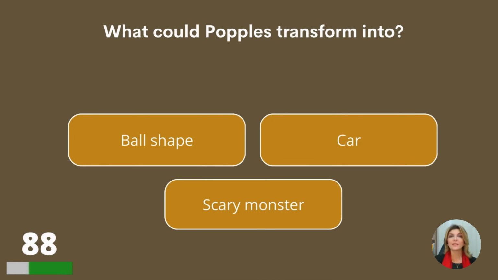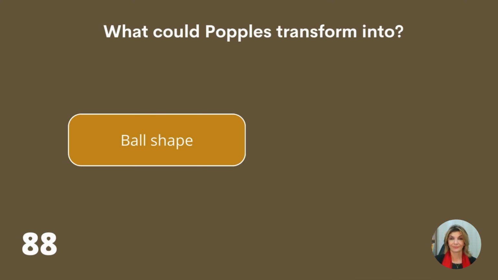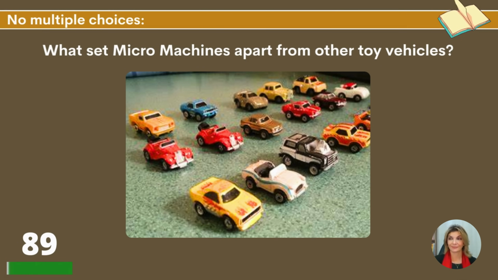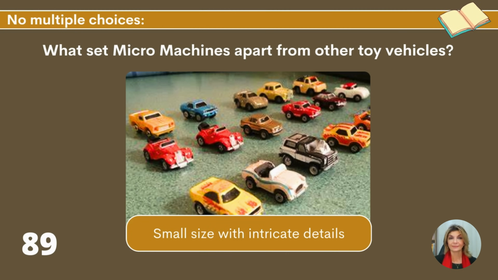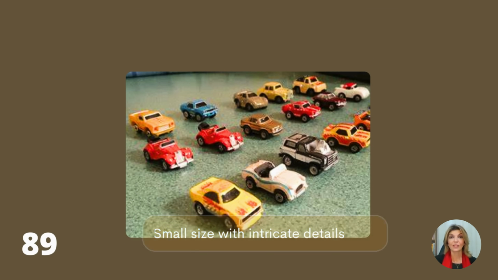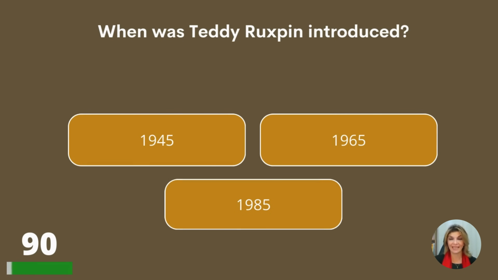What could Popples transform into? Ball shape, a car, or a scary monster? A ball shape. No multiple choice here. What set Micro Machines apart from other toy vehicles? Small size with intricate details.